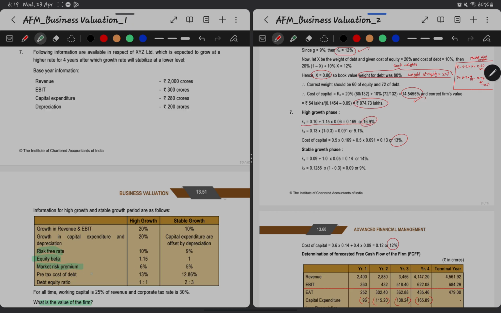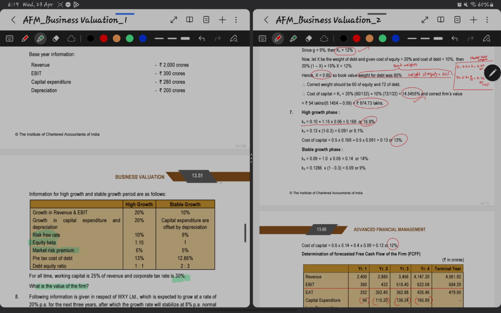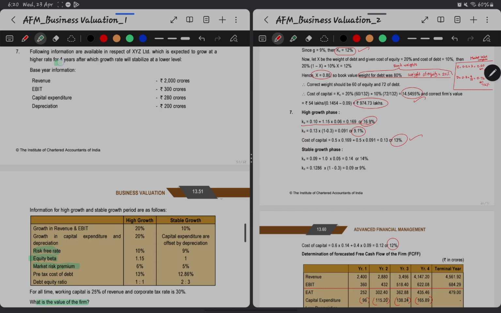We know that the pre-tax cost of debt is 13 percent. So we have to reduce the tax percentage, which is 30, to arrive at the post-tax cost of debt. So 13 percent minus 30 percent tax will give us the KD, which in our case is 9.1 percent. Then in the case of high growth, the debt equity ratio is 1:1, so it is in equal proportion. In the same way, the overall cost of capital will be 13 percent in the case of high growth. This 13 percent we will be using to discount the first 4 years.